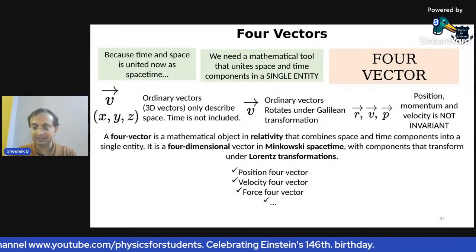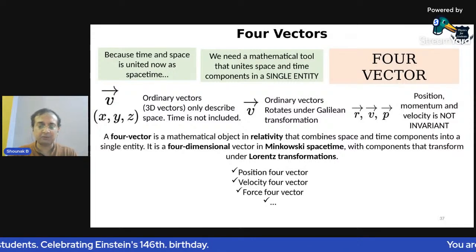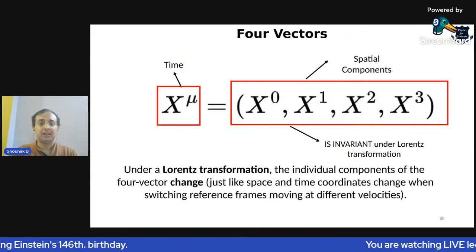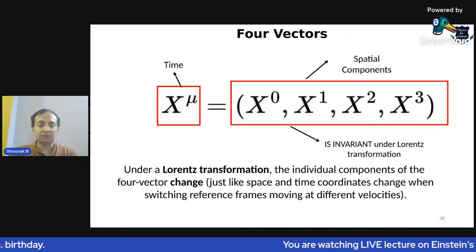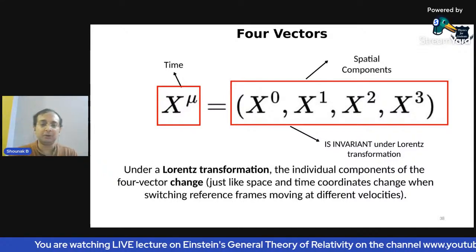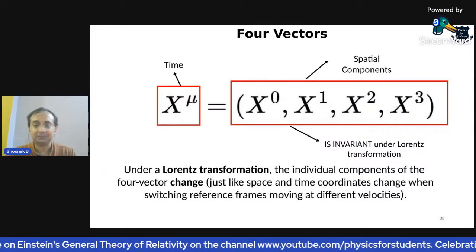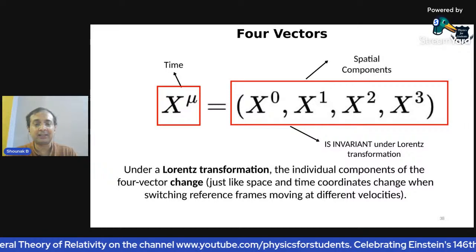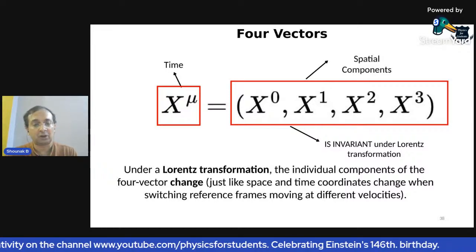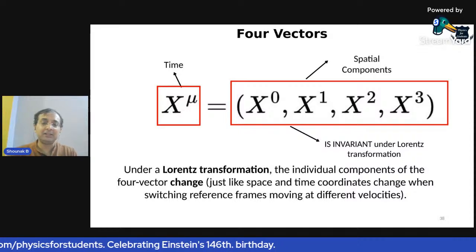Okay, so this is basically one of the features that 4 vectors have. Now here you see how the 4 vector looks. There is an x mu component, which is the time component, where c is the speed of light. And then you can see x1, x2, and x3. These are the spatial components. Okay. And this is Lorentz invariant.